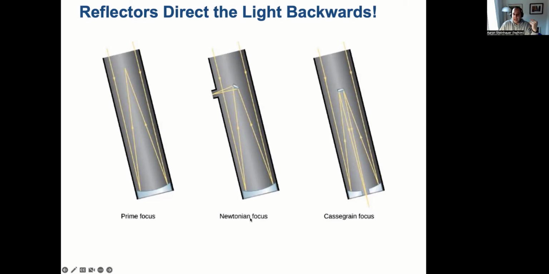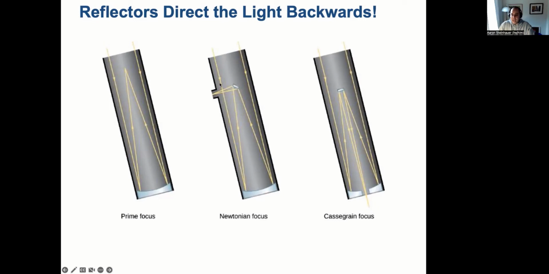Another one, and I believe this is called the Newtonian focus because it was invented by Isaac Newton: we know the light's coming back, but before it comes to a focus, let's put a little secondary mirror in here. Here's our primary mirror. Here's a secondary mirror.